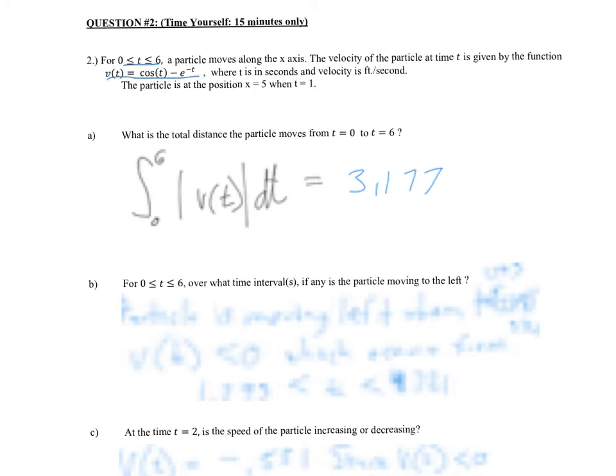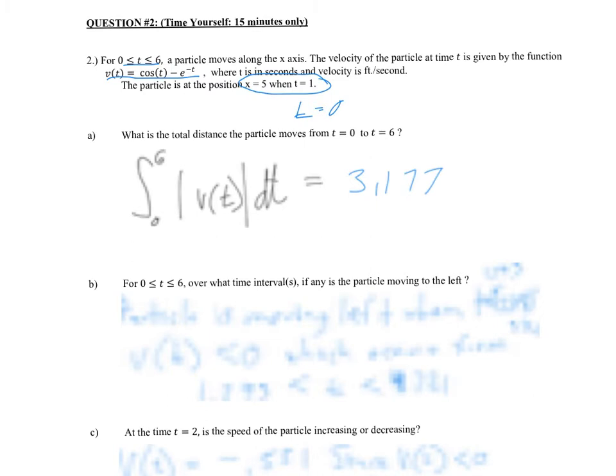We have a velocity function, and it says the particle when t equals 1 is x equals 5. That's interesting. A lot of times we get t equals 0. Here we have t equals 1, so that might come into play later. Let's see, what does it say? What is the total distance the particle moves from 0 to 6?